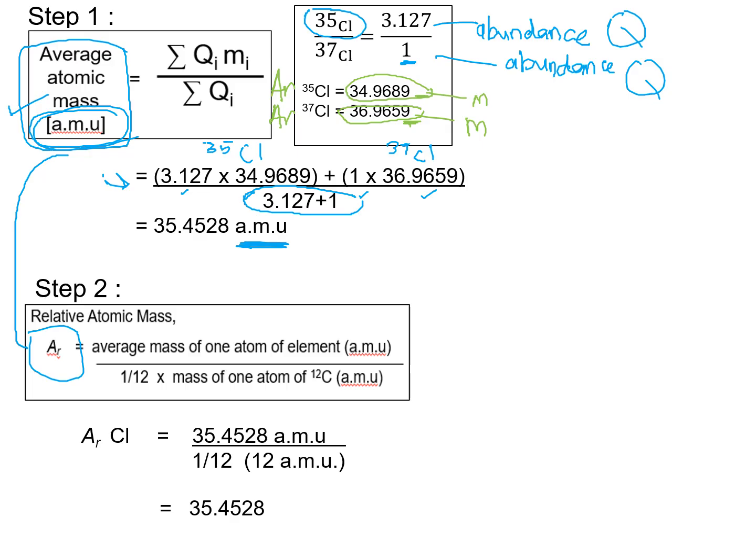Okay. Step kedua, once you have obtained you punya average atomic mass, maka you masukkanlah you punya average atomic mass ni pada this equation untuk cari relative atomic mass of chlorine. So sekarang ni relative atomic mass memang unitless. Because why? Because average atomic mass ni in unit AMU. Berat carbon 12 pun unit AMU. And this 12 you cancel out with 12. And you dapatlah relative atomic mass untuk chlorine you adalah 35.4528.